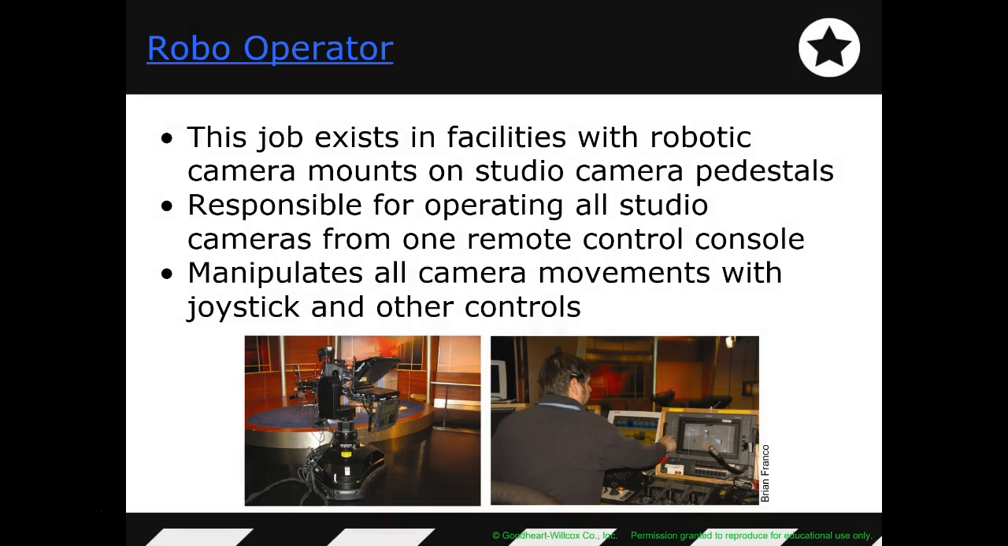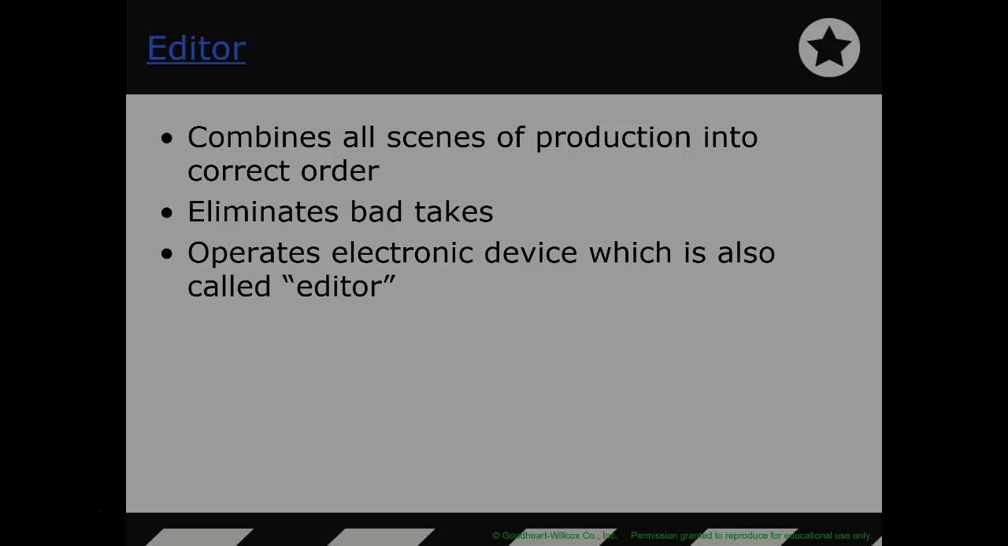Robo operator, cameraman. A lot of TV studios have remote cameras. So this camera actually moves around and is controlled by joysticks that you can see down here, and the robo operator is in charge of running all the cameras, zooming, panning, tilting, moving them across the floor, and all that kind of stuff, and making sure the color and lighting is good on them.